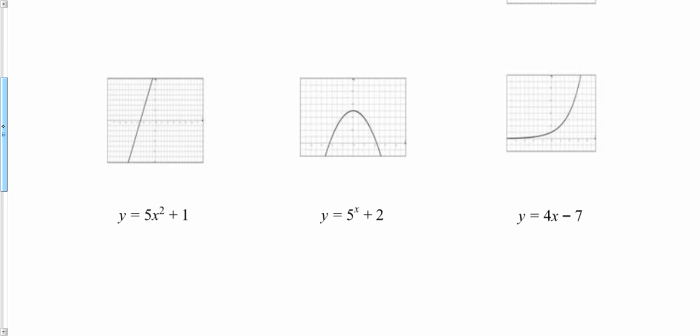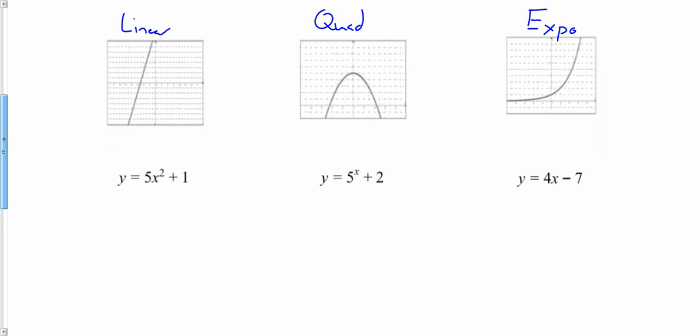In the next row, we've got again a line, so that's going to be linear. In the middle here, we've got an upside down U shape, that's a parabola. So this is actually going to be a quadratic. And then finally, we've got an exponential curve that's almost horizontal and then gradually moving to the vertical.